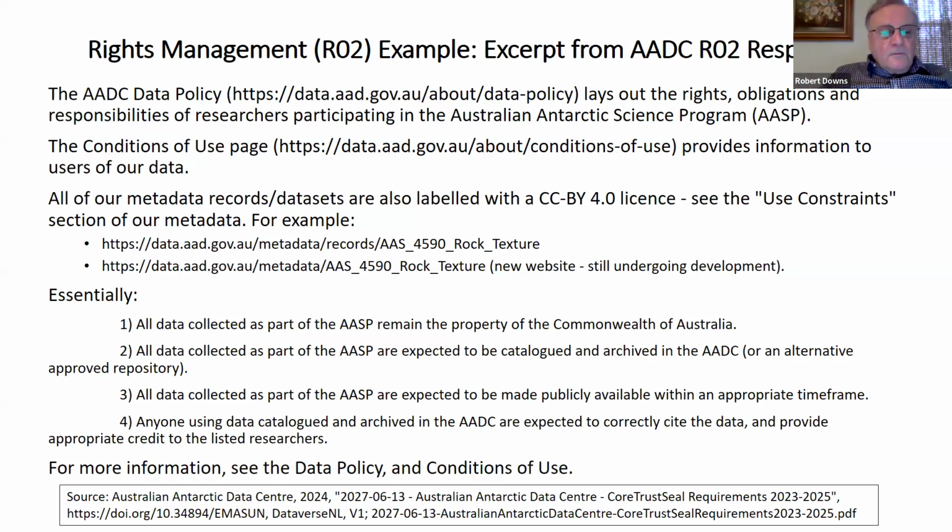And then you'll see here in their rights management statement, they list a couple of conditions. The data remain the property of the Commonwealth of Australia. They are expected to be cataloged and archived. The data collected as part of the Australian Antarctic Data Center are expected to be made publicly available. And people who use the data are expected to correctly cite the data. So this is a very succinct response, very clear. And this way, anybody who's reading this knows exactly what the approach is of the Australian Antarctic Data Center.